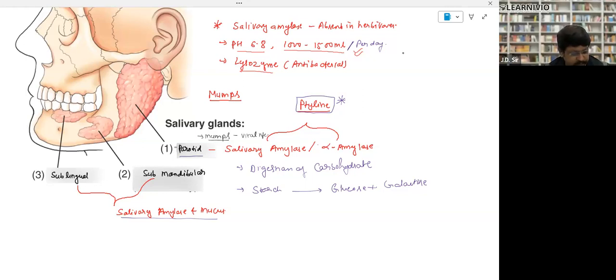About 1000 to 1500 ml of saliva is secreted per day. Saliva also has lysozyme, which is an antibacterial agent. Is that clear? Salivary gland clear?